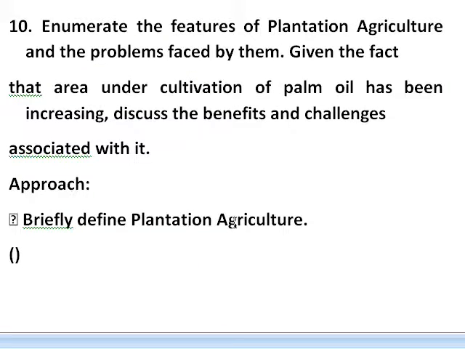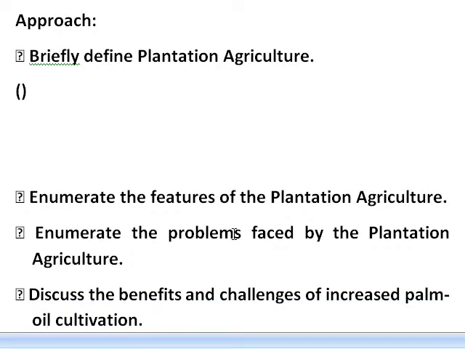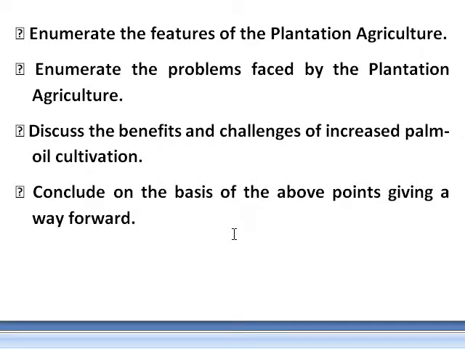10. Enumerate the features of upland agriculture and the problems faced by it, given the fact that the area under cultivation of palm oil has been increasing. Discuss the benefits of and changes associated with it. Approach: briefly define plantation agriculture.